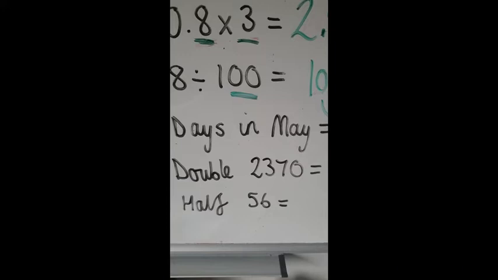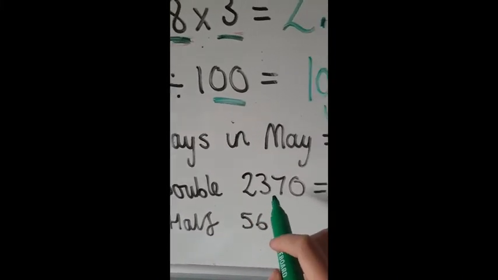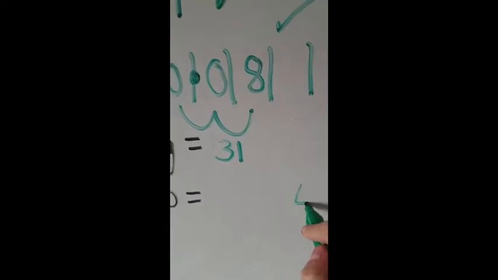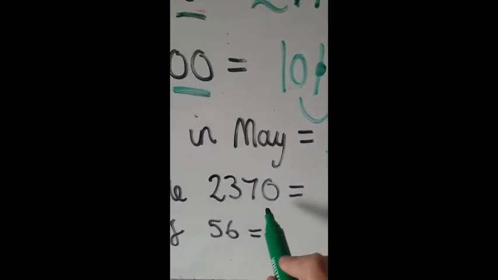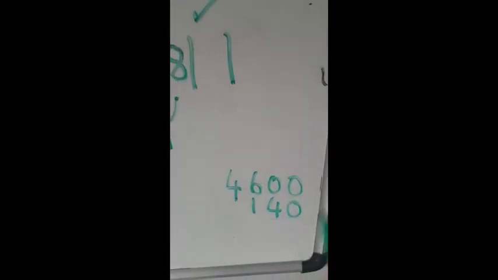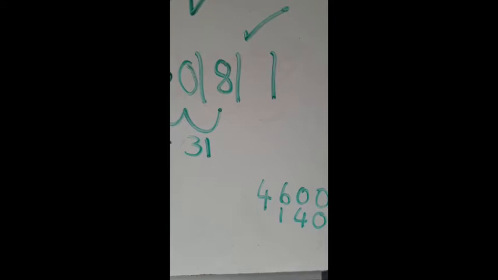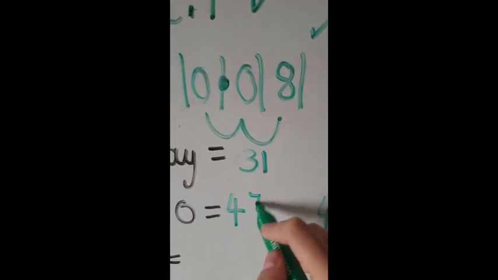Double 2,370. Well, I know that double 2,300 is 4,600. Double my 70 is 140. Add it all up, we should have got 4,740.